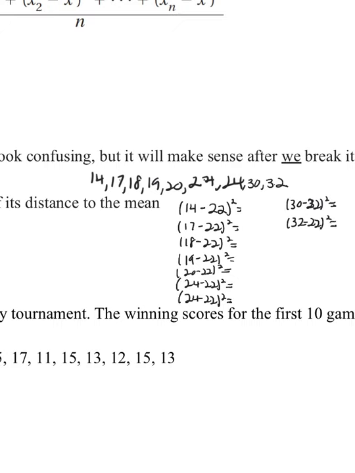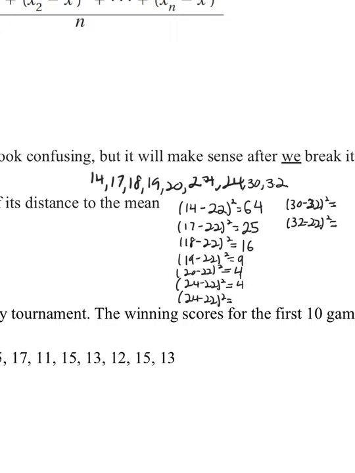All right. So you do 14 minus 22, that's going to be negative 8. But whenever you square it, your answer should always be a positive number. So that comes out to 64. And then 17 minus 22 is difference of 5 squared is 25. 18 minus 22, that's difference of 4 squared is 16. And then 19 minus 22 is 3 squared is 9. 20 minus 22 is 2 squared is 4.